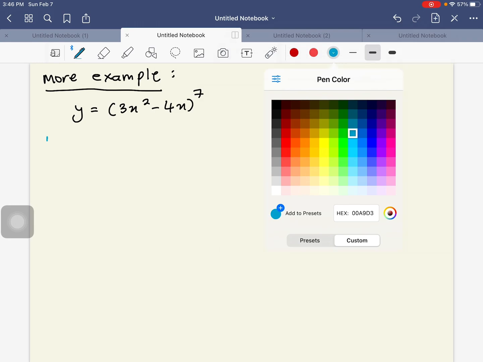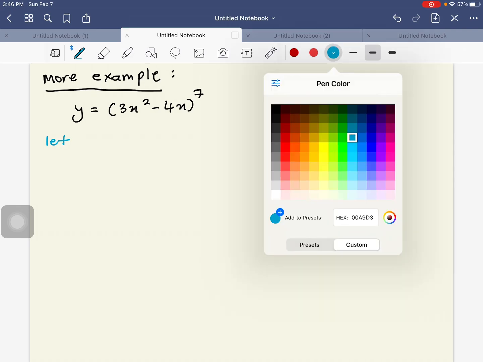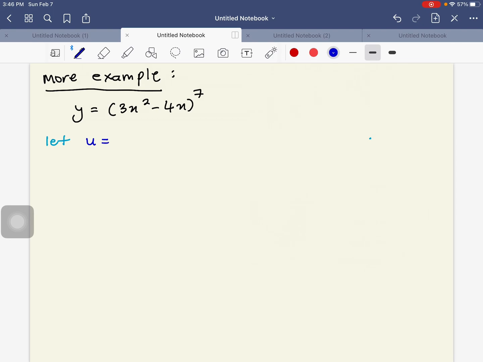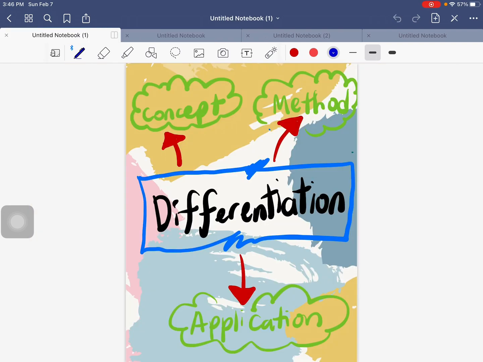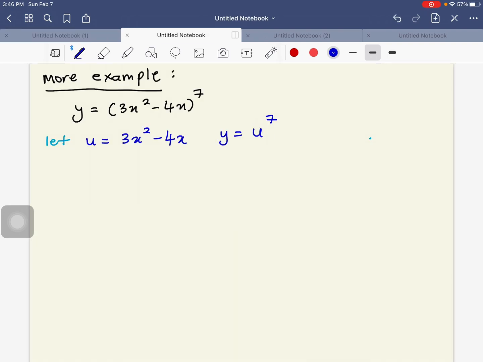Katakanlah I gunakan let tadi, first method. I don't like this blue. I like biru yang kuat sikit. Let u is equals to 3x square minus 4x. So kita letkan u dulu. So apa berlaku kepada u tadi bila kita letkan? So dia dapat satu u kat situ macam tu. Satu lagi y kita akan jadi u kuasa 7. Betul tak? U, y sama dengan u kuasa 7.